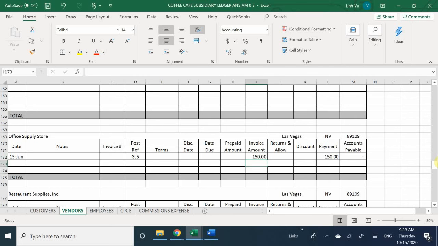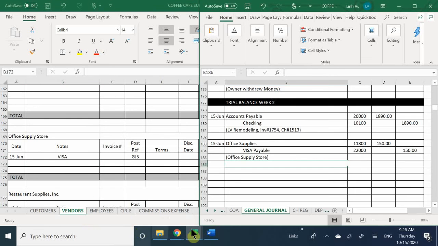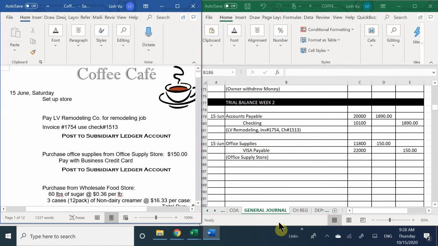So now it shows me that I owe the office supply store nothing. And that's true. And I have a receipt saying it was for $150. So in my notes, what I would have put here is I paid with the Visa credit card, so I can look at my Visa credit card bill or my monthly report and see where that transaction happened. All right, very good. So what's next?